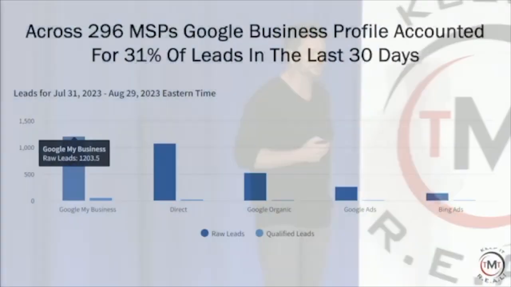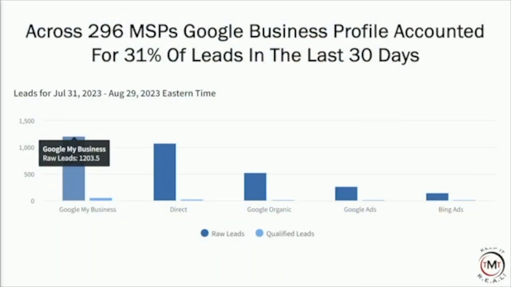Next one we're going to talk about here is Google Business Profile. This is a screenshot from CallRail. That's that tracking software that I said we have installed on the sites. And we actually have this on 296 sites when I took this screenshot here. And what it shows is from July 31st to August 29th, so a 30-day time period, all the leads that came in on those sites that we could track.